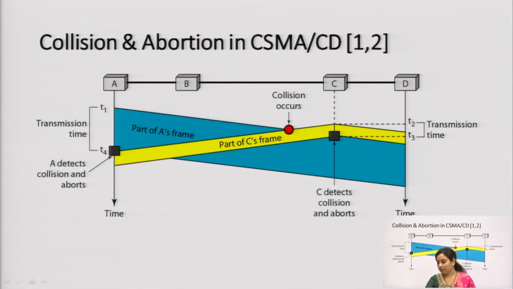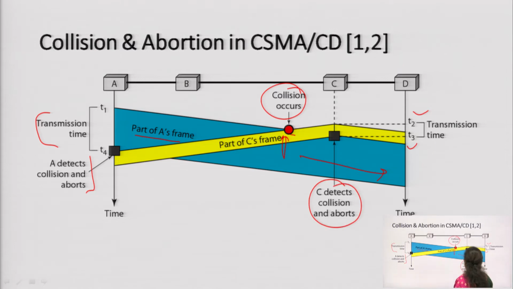Now, this is collision and abortion in CSMA/CD, how it will take place. This is somewhat like the previous diagram. At point T1, this is the part of A's frame which has been transmitted. This is time T2 and T3, the transmission time. Then this is part of C's frame, known as the collision which has occurred over here. Then this is T4, the transmission time. A will detect the collision and abort the data. C will detect the collision and abort the data again. So, this is known as collision and abortion in CSMA/CD.